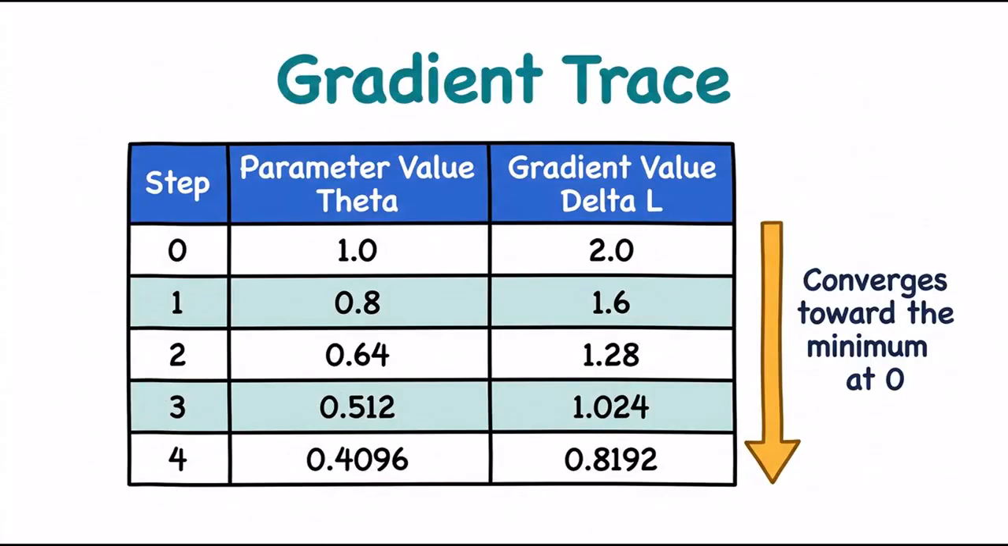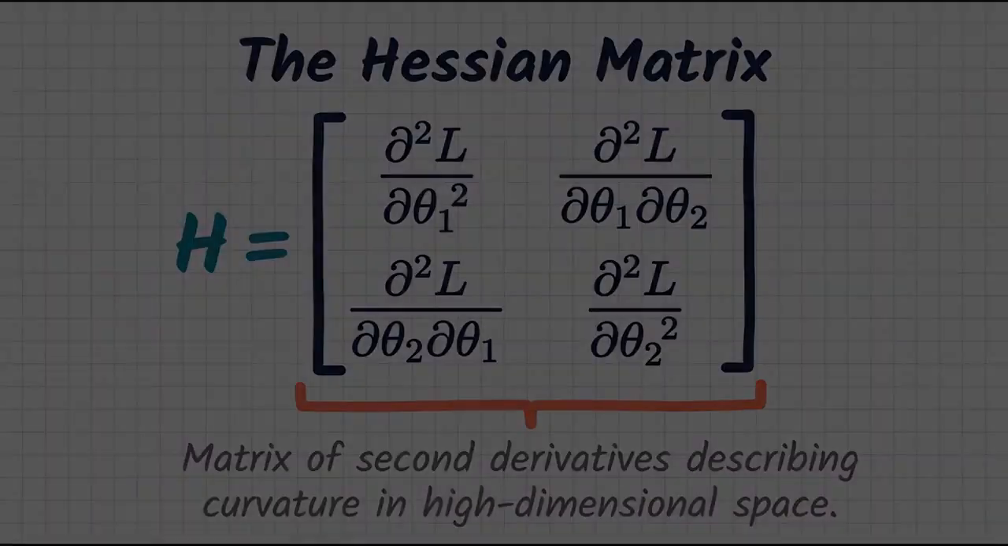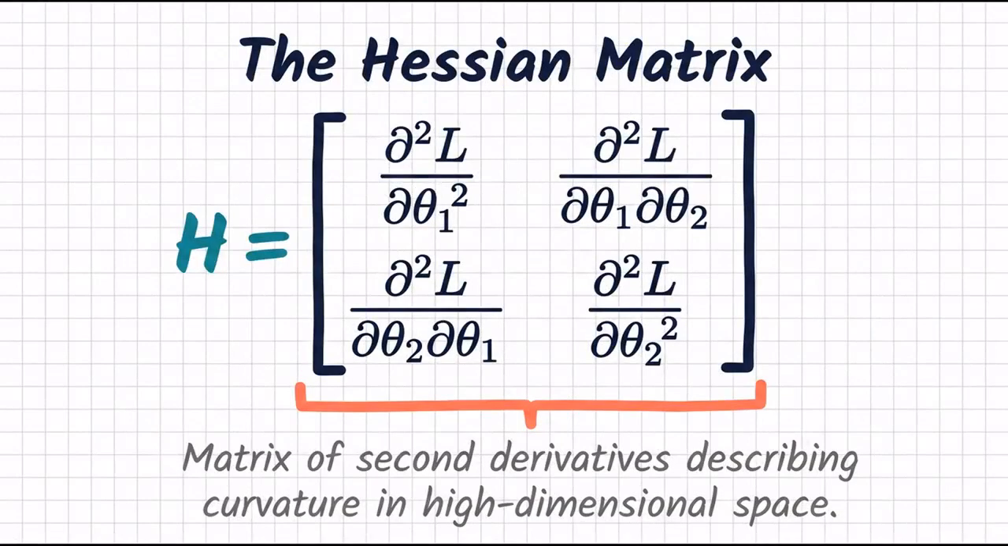The gradient trace table shows that starting from a parameter value of 1.0 at step 0, the parameter value decreases steadily over 5 steps to 0.3277, while the gradient shrinks from 2.0 to 0.8192, demonstrating convergence toward the minimum of 0. In high-dimensional space, the curvature of our landscape is described by a matrix of second derivatives called the Hessian.